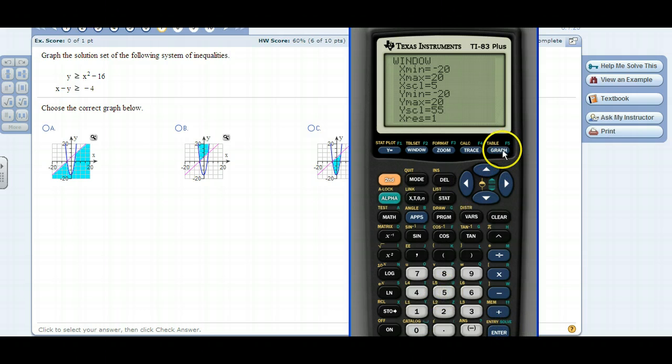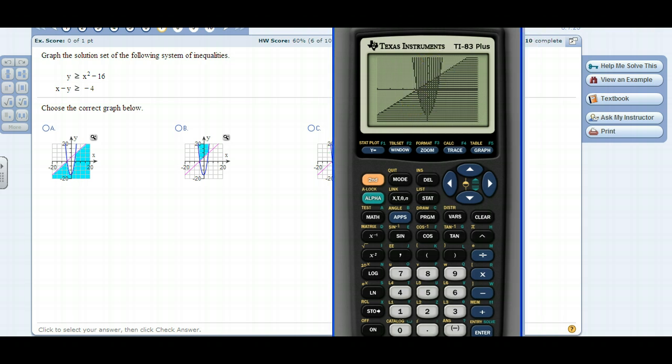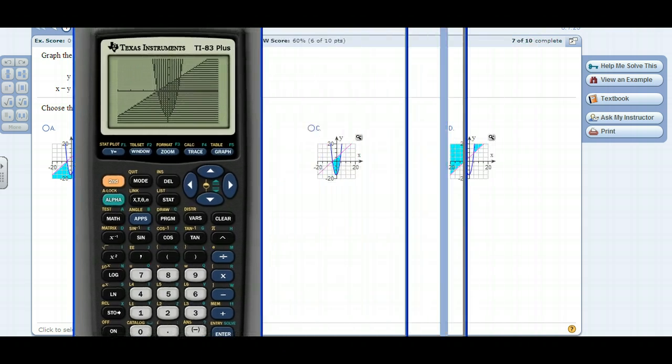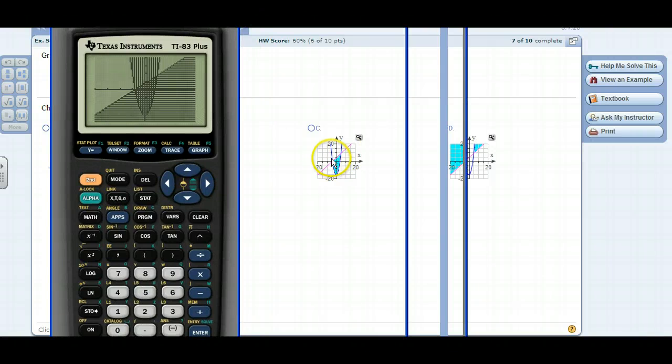Alright, and then after you've got all that in, now one of them should look like what you see here. What's shaded in both directions, alright, it's that piece right there. That's above the vertex, but below the line. So that would be this one.